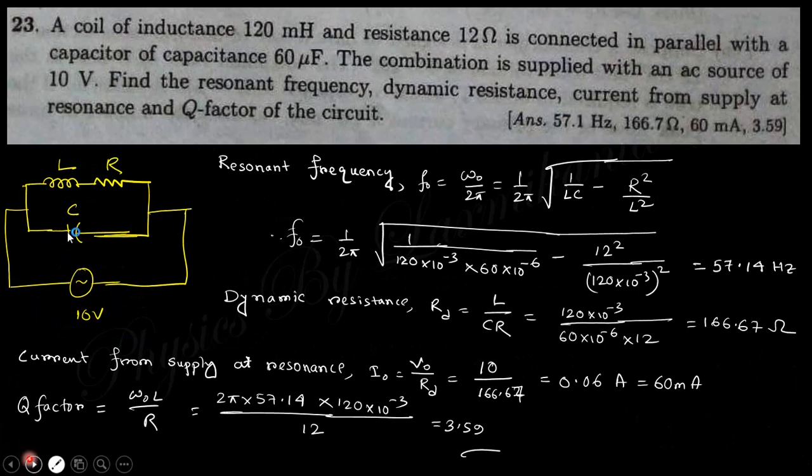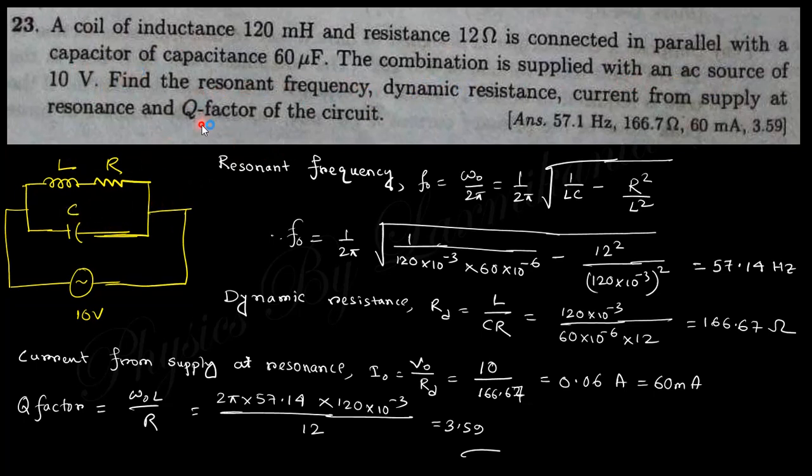Next one, a coil of inductance 120 millihenry and resistance 12 ohm. These two in combination are in parallel with a capacitor. The combination is supplied by an AC source. Find the resonant frequency. This circuit is actually a rejection circuit.